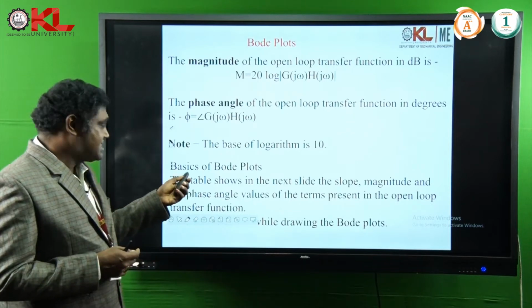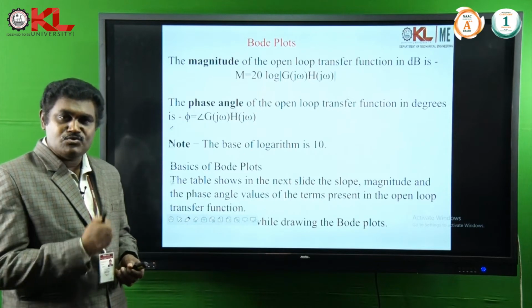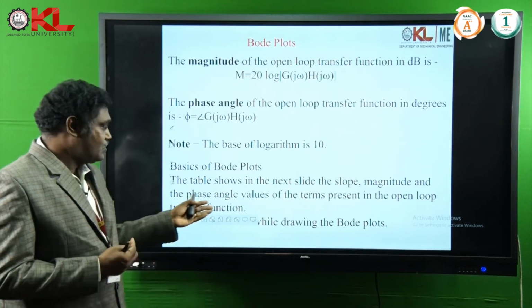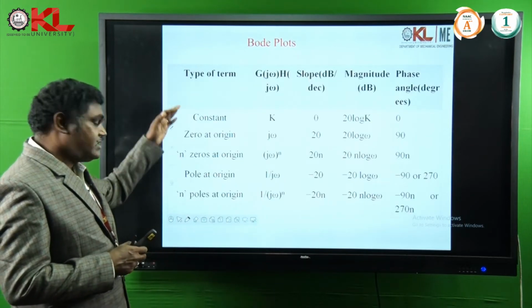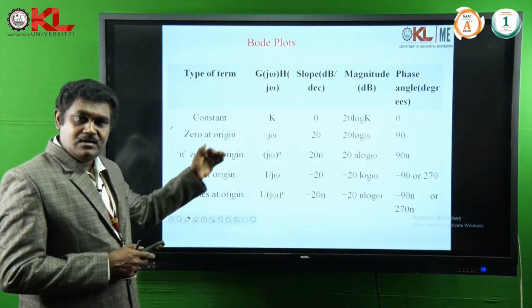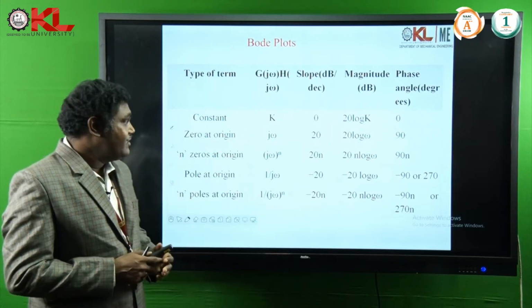The basics of the Bode plots, and the basic terminology we use to construct them, are shown in the next slide in tabular form. Now see the different terms, and for each term how to find the magnitude and the phase angle.